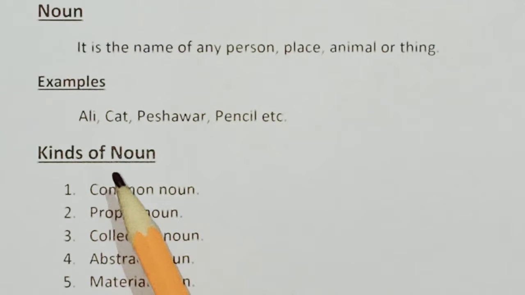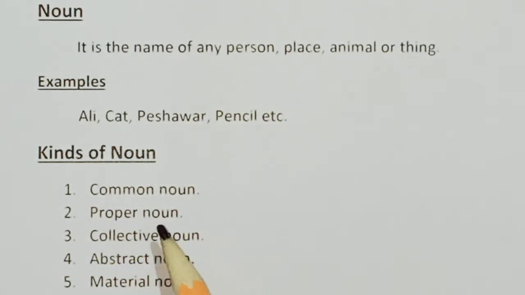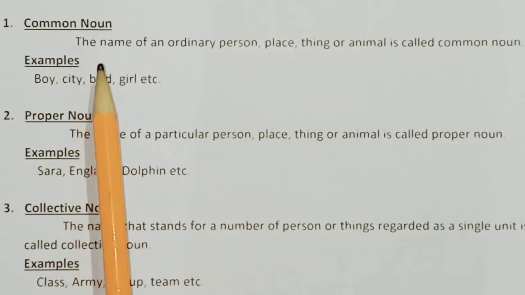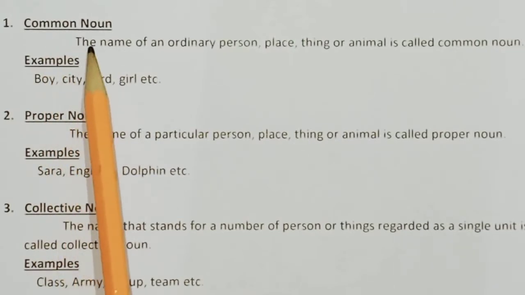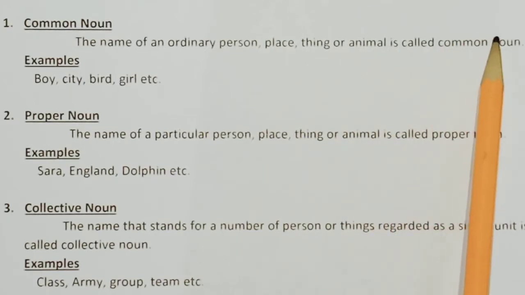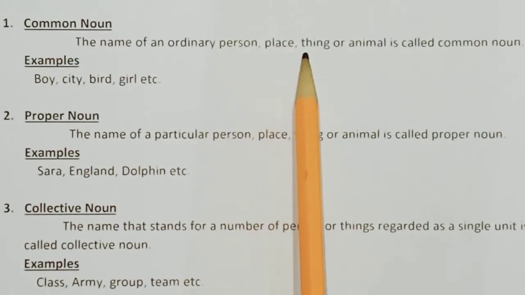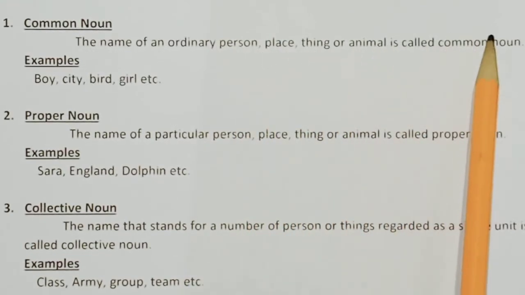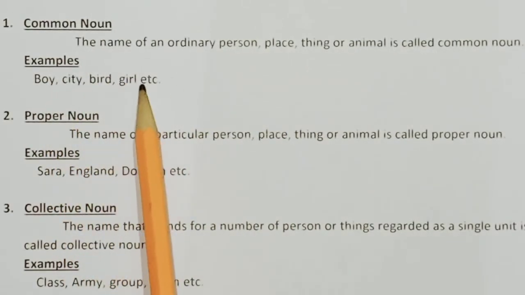The noun is being further divided into 5 kinds. Number 1, common noun, proper noun, collective noun, abstract noun, and material noun. Dear students, now we will define the kinds of noun one by one. Number 1 is common noun, which is the name of an ordinary person, place, thing, or animal is called common noun. Means, kisi aam shaks, jagah, cheez, ya janwar ke naam ko hum common noun kehte hain. For example, boy, city, bird, girl, etc.